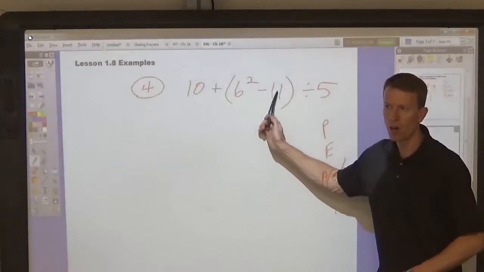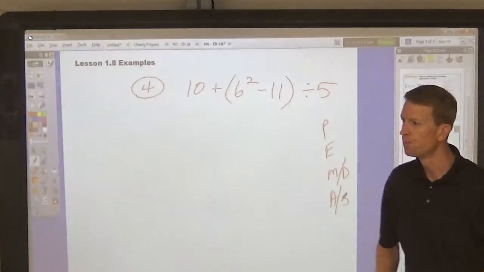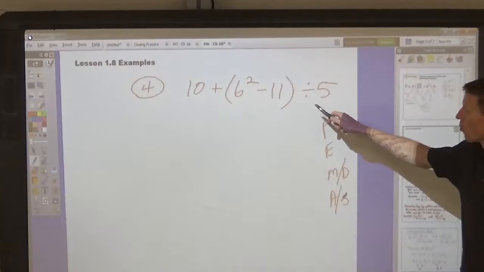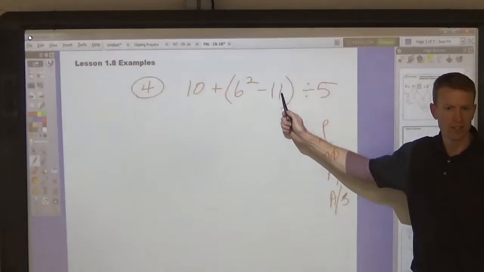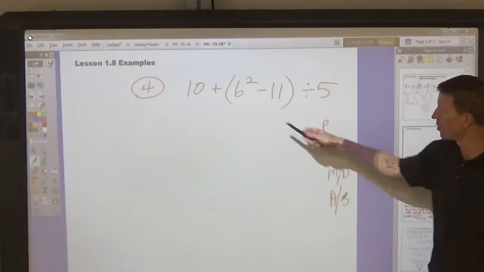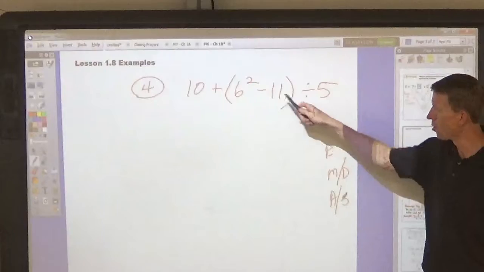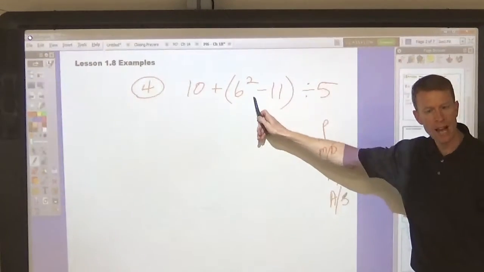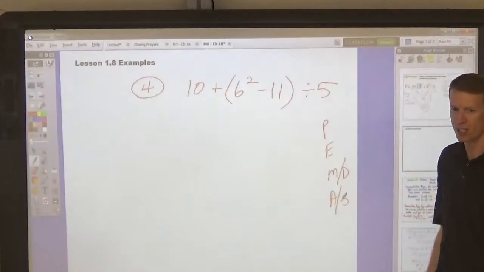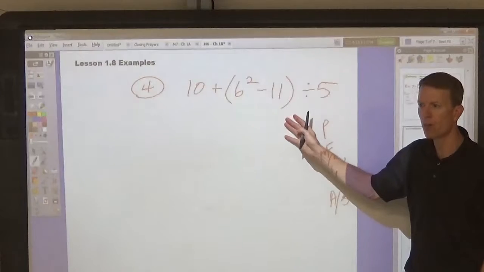How do you know what you should always do first? Armand? Because the exponents is before the subtraction. Correct. When you're working inside parentheses, you should follow the order of operations. So if there's exponents, you should do those first. If there's multiplication or division, you should do that before adding and subtracting, just like the order of operations tells you. Okay? So always follow the order of operations.